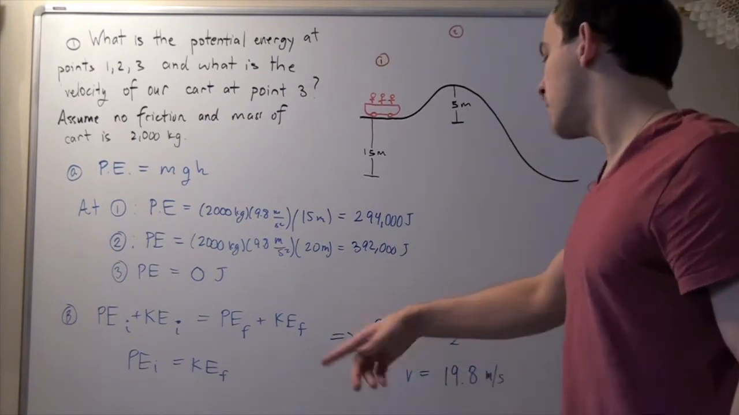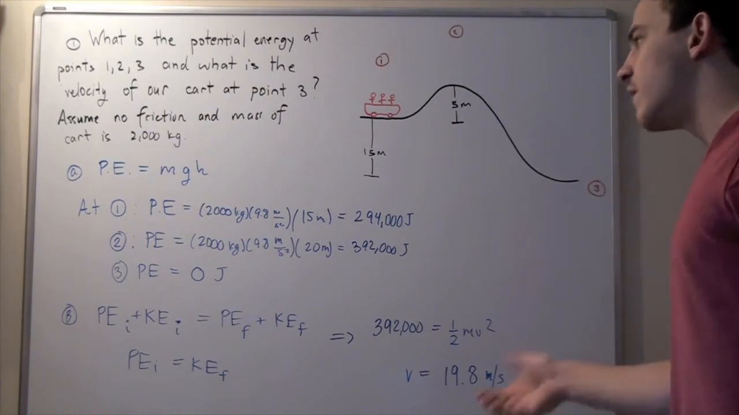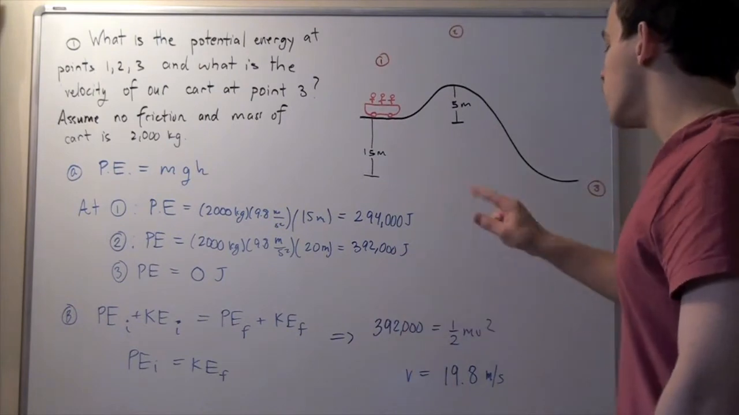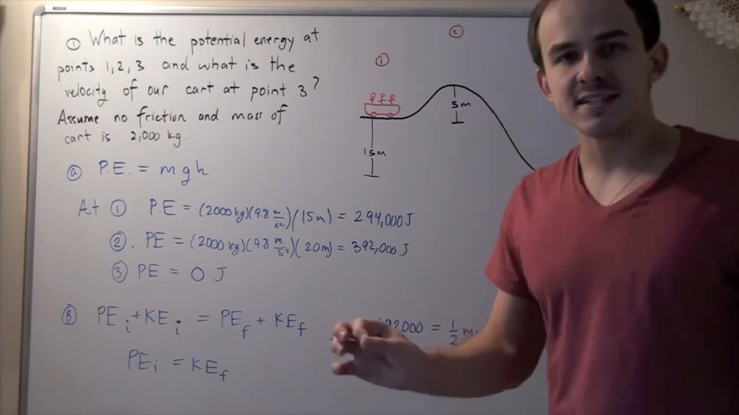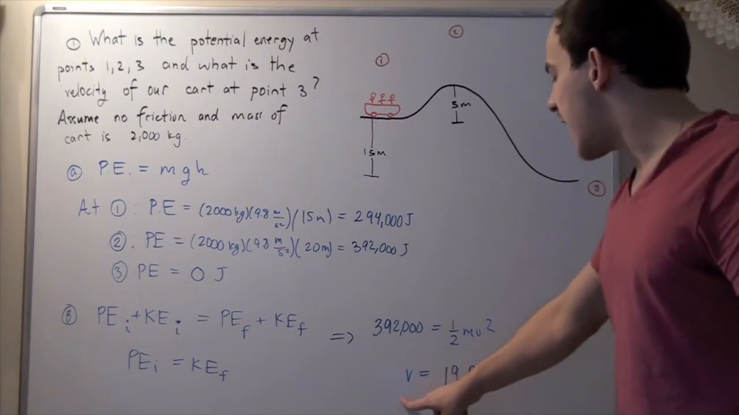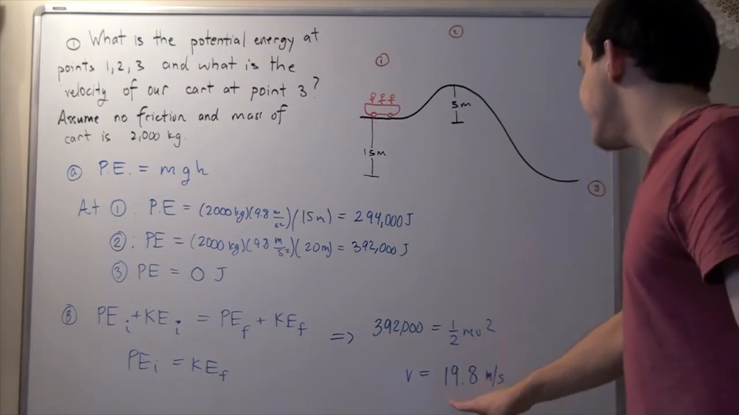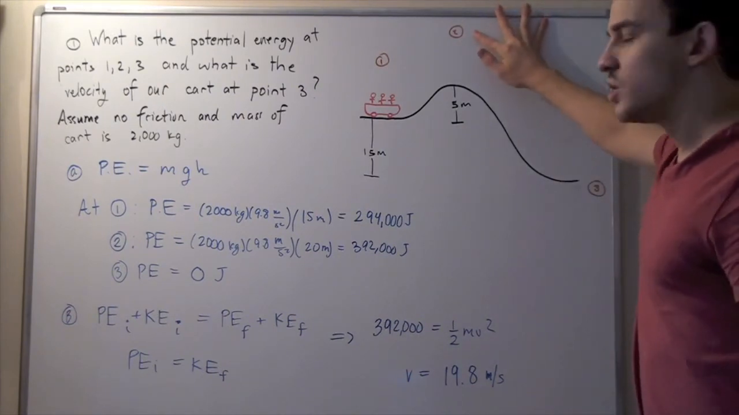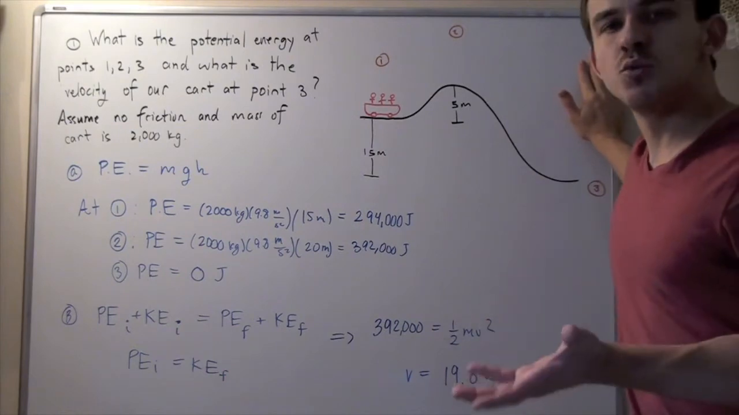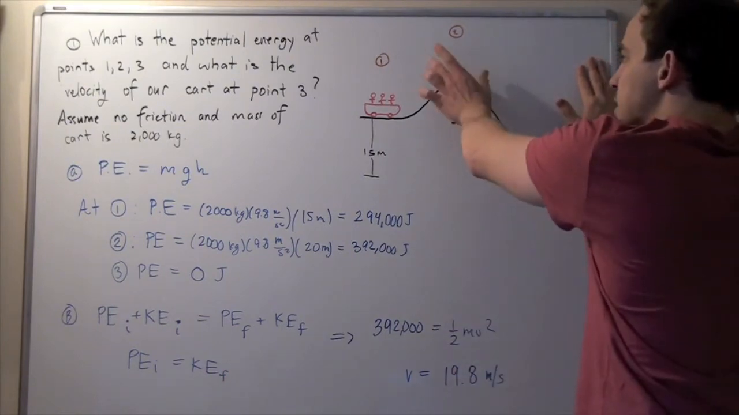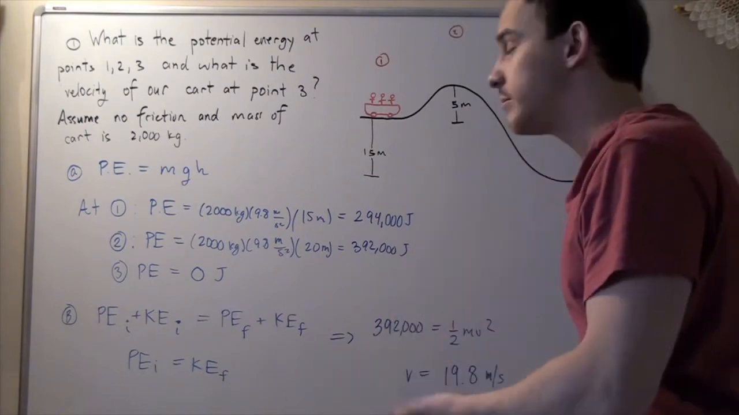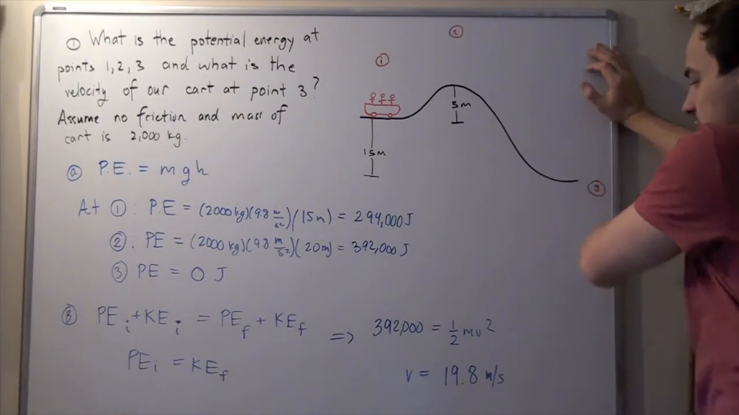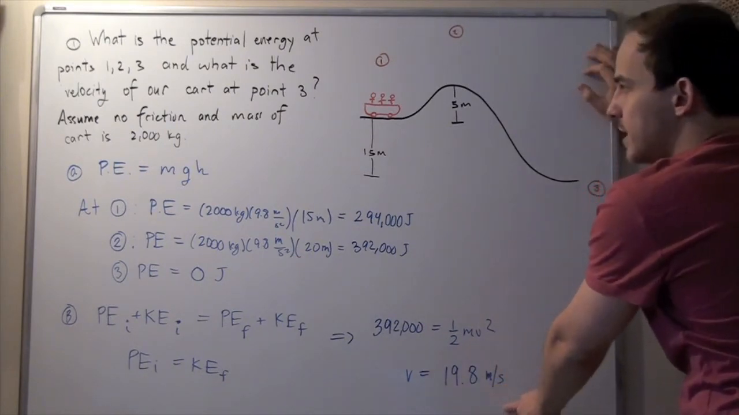So we bring the 2 over by multiplying both sides by 2, and then we divide both sides by the mass, 2,000 kilograms. And then we take the square root of both sides, and we take our positive to be the velocity. So we get velocity is equal to approximately 19.8 meters per second. So when our cart went from point 2 to point 3, our mechanical energy was conserved, and all the potential energy at point 2 was transformed into the kinetic energy at point 3. And the velocity at point 3 was 19.8 meters per second.